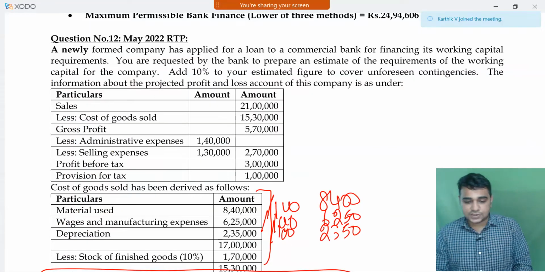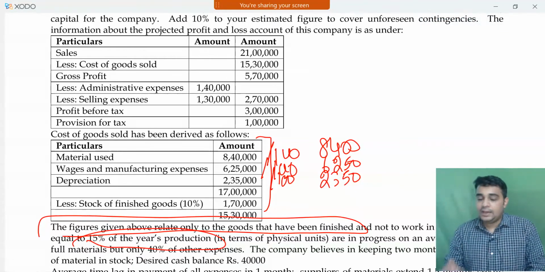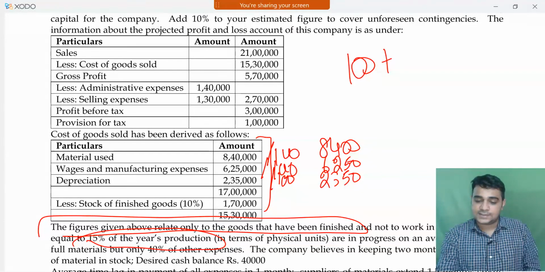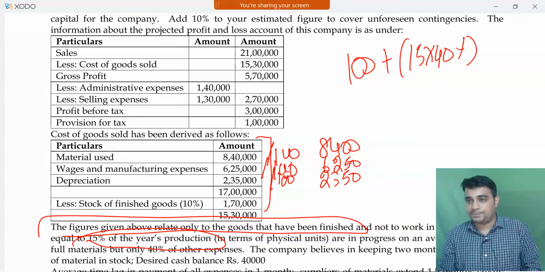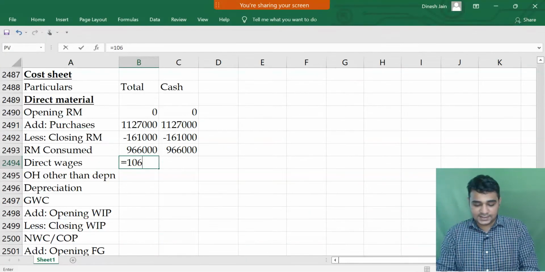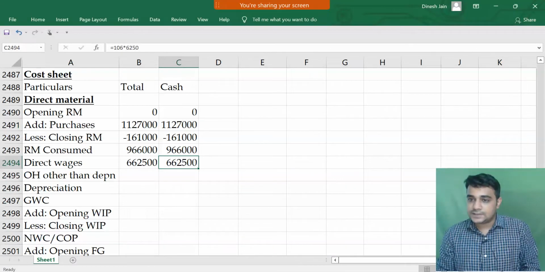Direct wages is, sorry, we had calculated 6,250 per unit. Your wages cost would be incurred for 100 plus 15 into 40%. The degree of completion is 40%. So 106 into 6,250.